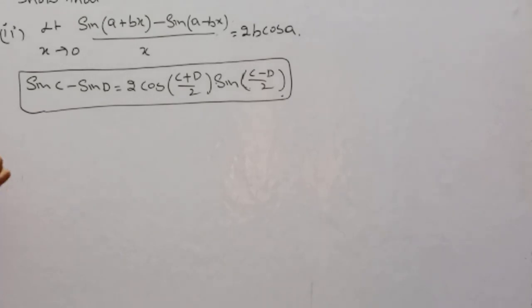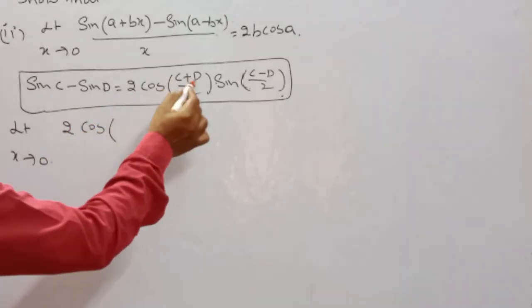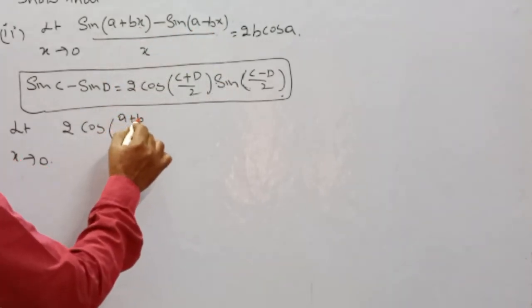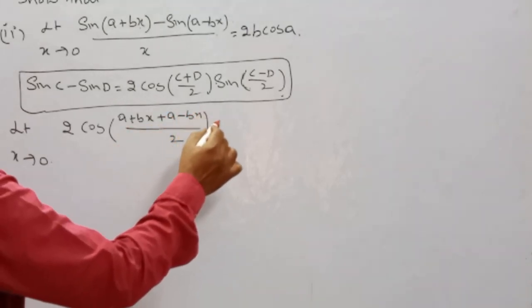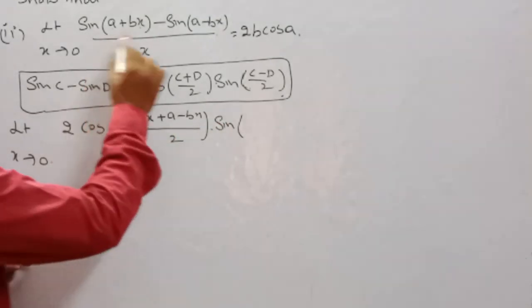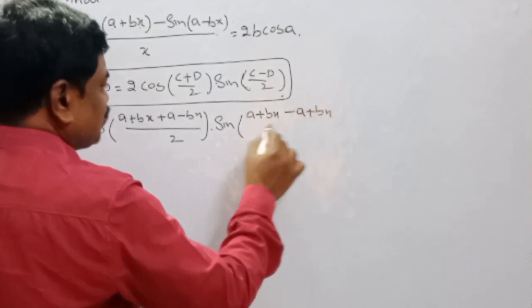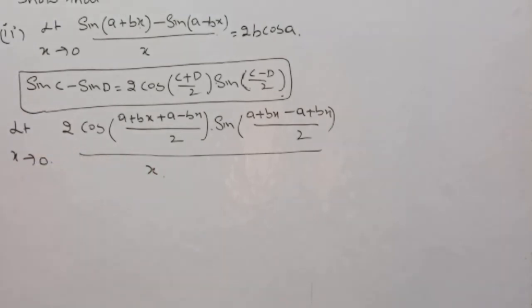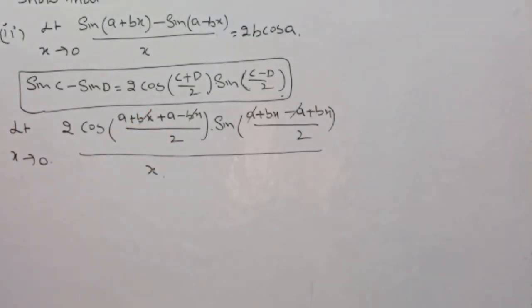So what is the remaining? Limit x tends to 0. By applying this formula, 2 into cos of (c plus d) by 2, that is a plus bx plus a minus bx by 2, into sin of (a plus bx minus a plus bx) by 2, by denominator x. Here minus a plus a cancel, minus bx plus bx cancel.